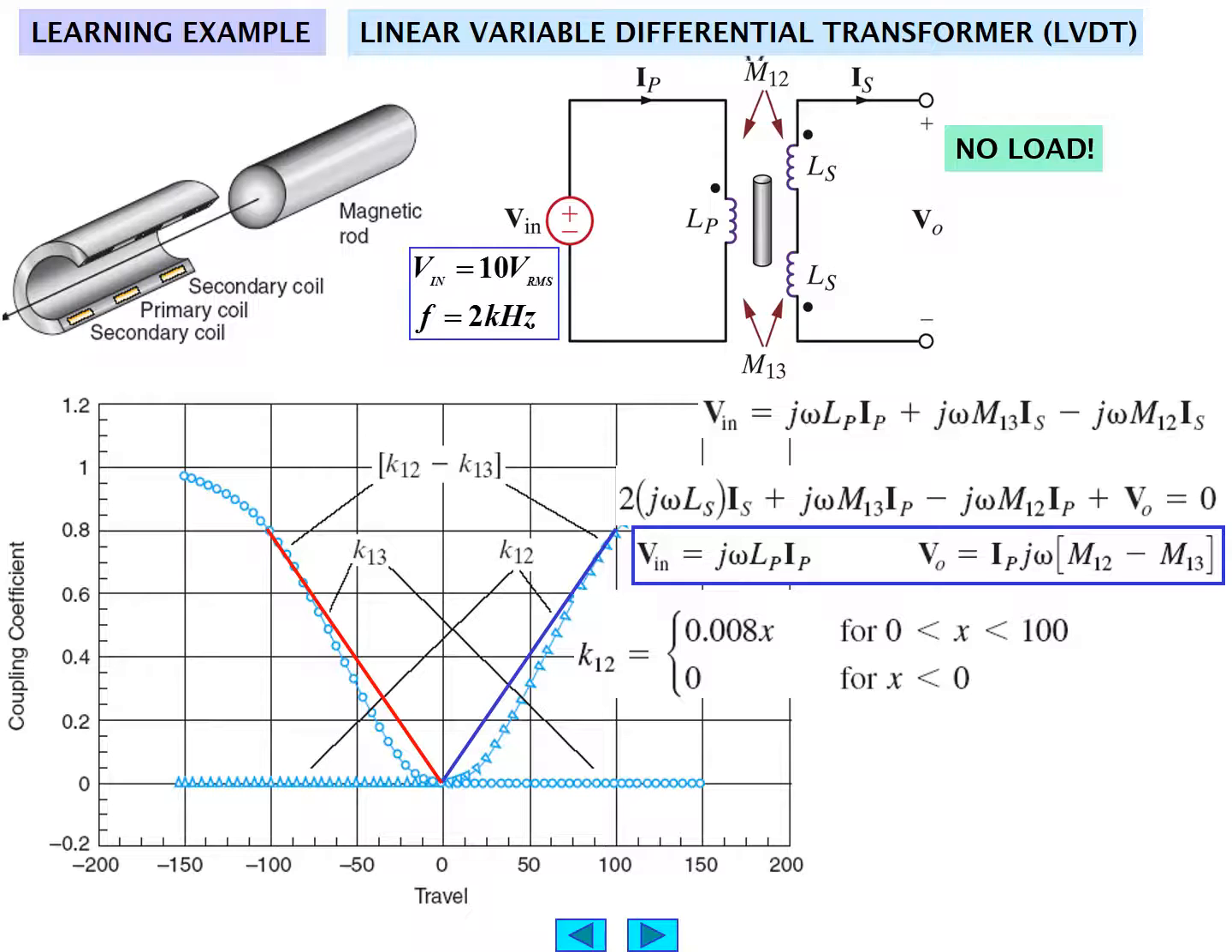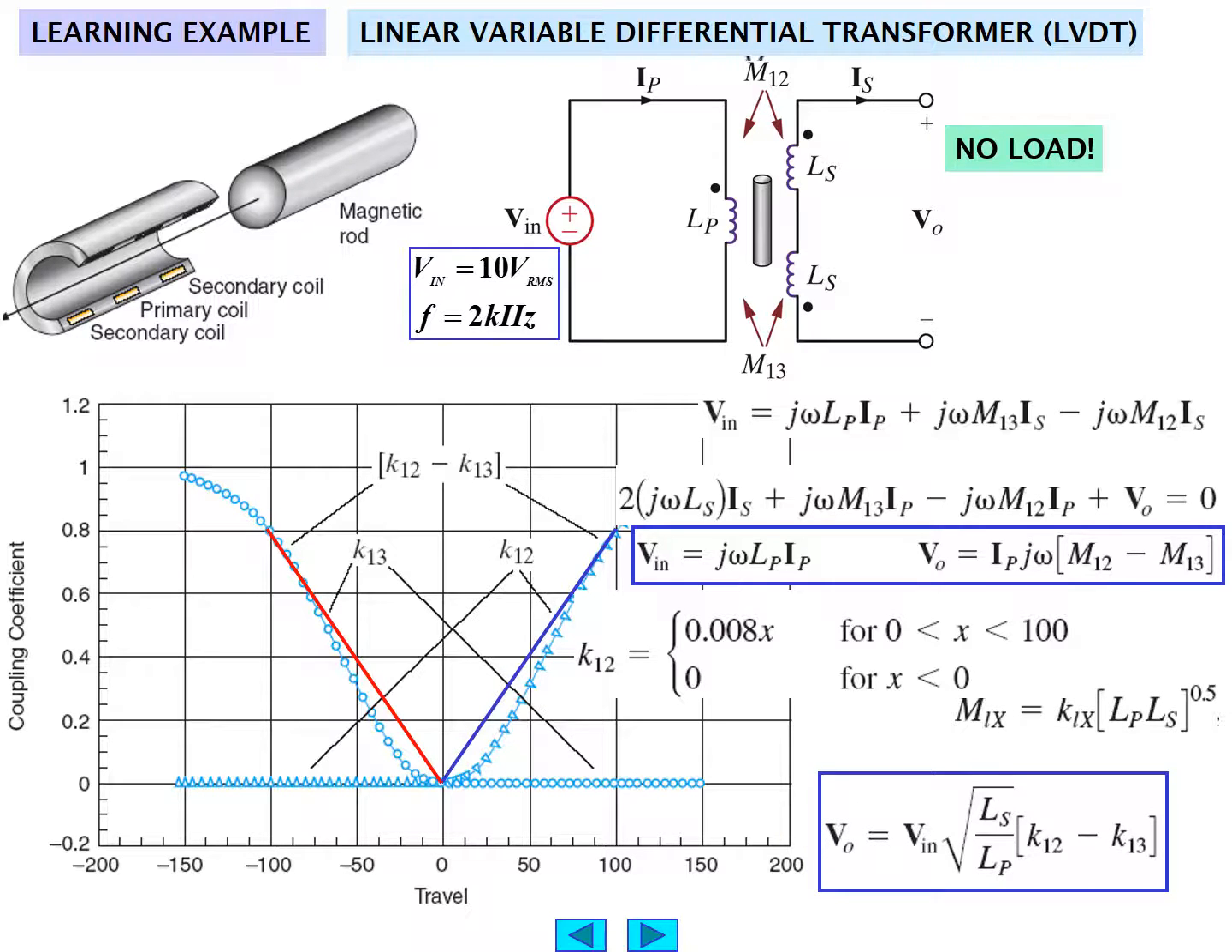The concern is that this is with no load or open circuit, and usually that can be done by making sure that you have a high impedance device like an operational amplifier actually measuring the voltage. So V0 then, under no load conditions, becomes Vin times the square root of LS over LP times the quantity K12 minus K13, and you'll notice from the graph that K12 and K13 have different values depending upon the displacement or the travel. So that's how we would get an output voltage, which would tell us what the displacement is.